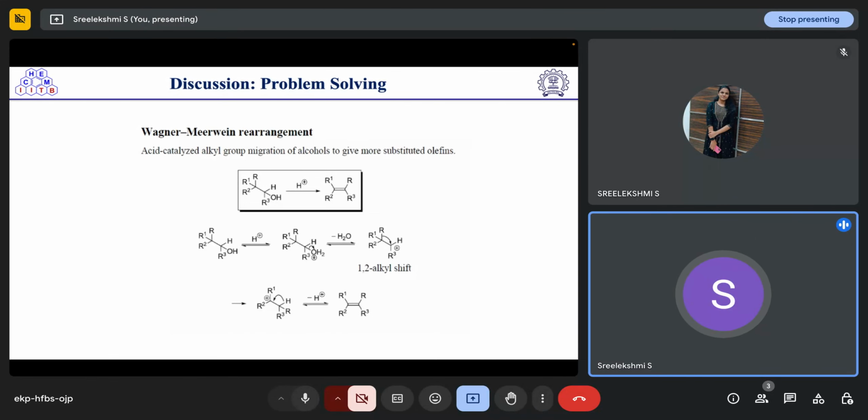After that, we have seen several reactions. In the week 11 lectures, we have seen plenty of named reactions. So maybe we can quickly go through some of those reactions and rearrangements before starting the problem solving session. First we will see some rearrangement reactions. The first one is the Wagner-Meerwein rearrangement.